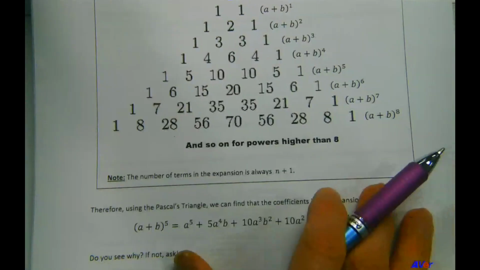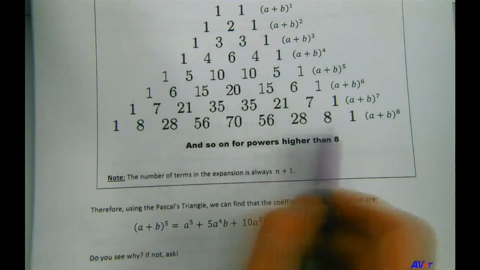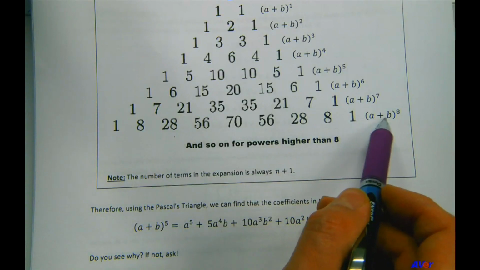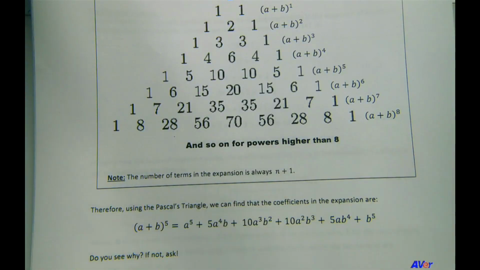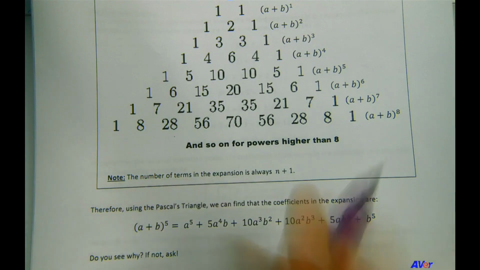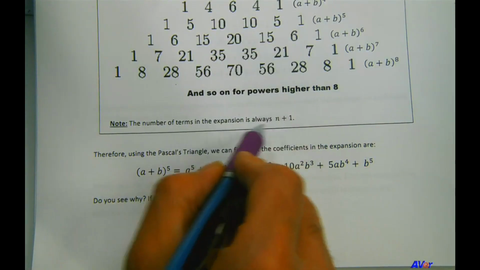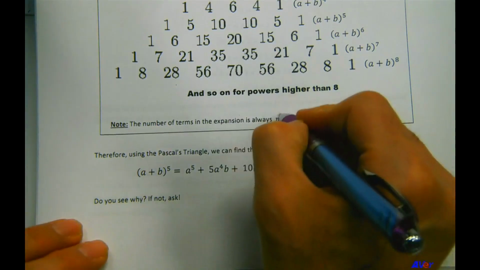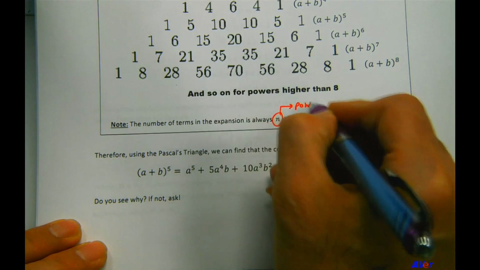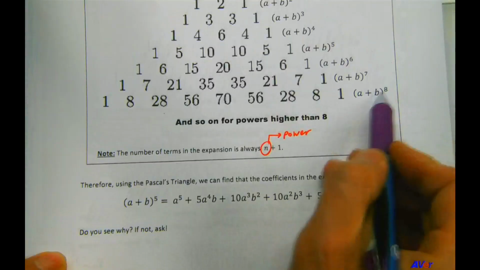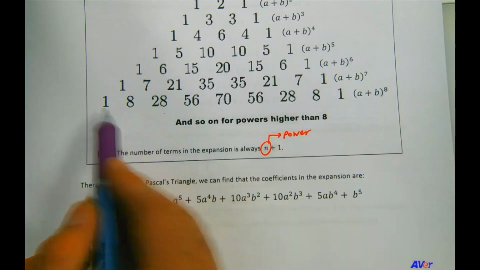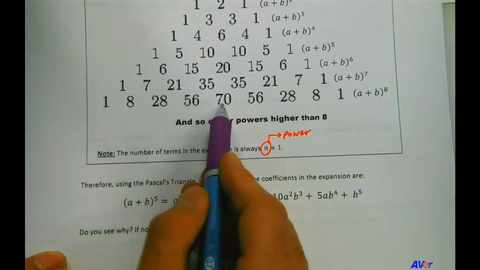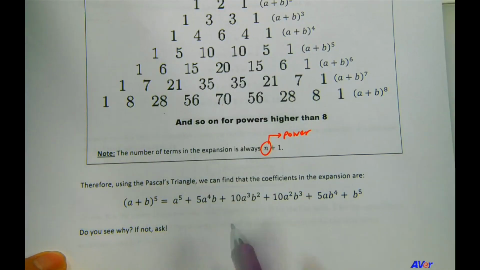So what I've shown goes up to a plus b to the 8th power. So you can see the coefficients for a binomial expansion that has power 8. Okay, so this is what I was saying earlier, that the number of terms in the expansion is always n plus 1, where n is the power. So if you have 8 as power, how many terms do you have? 1, 2, 3, 4, 5, 6, 7, 8, 9. That's what that is saying.